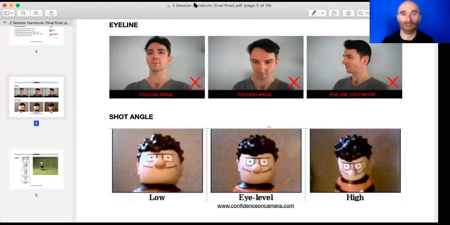So if we switch back to using me as an example, because I am talking to you right now, I'm going to look directly at the camera. I'm going to look close to the camera.